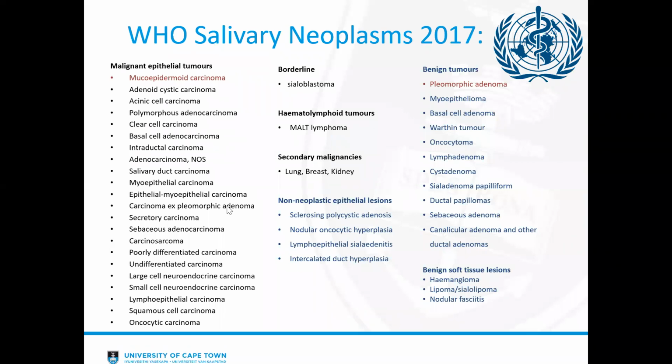Apologies for this busy slide. This is the 2017 World Health Organization classification of tumors of the parotid, which shows the subclassification of salivary gland tumors into malignant epithelial tumors, borderline hematolymphoid tumors, secondaries or metastases to the parotid, non-neoplastic epithelial tumors, benign tumors, and benign soft tissue lesions. This is by no means a comprehensive list of all the pathologies which can account for a parotid mass. There are multiple non-neoplastic causes, including inflammatory, vascular, congenital, and infective, which are outside the scope of this talk. In terms of the parotid, as we know, pleomorphic adenoma is by far the most common benign tumor, with mucoepidermoid closely followed by adenoid cystic carcinoma and acinic cell carcinoma being the most common malignancies depending on the population and studies you look at.